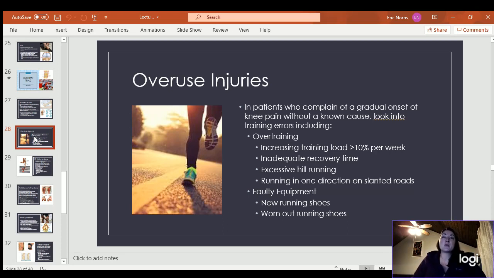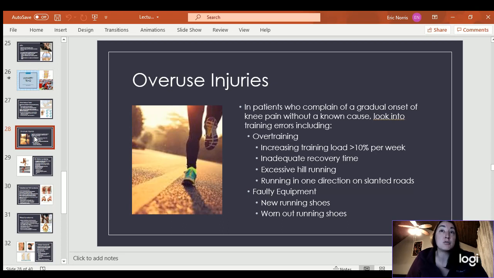And then faulty equipment, which typically has to do with shoes if it's a runner. Of course, if it's a cyclist, it might be improper fit of the bike. Depending on the sport or the activity, it could be many other things. But with a runner, it's typically faulty shoes.